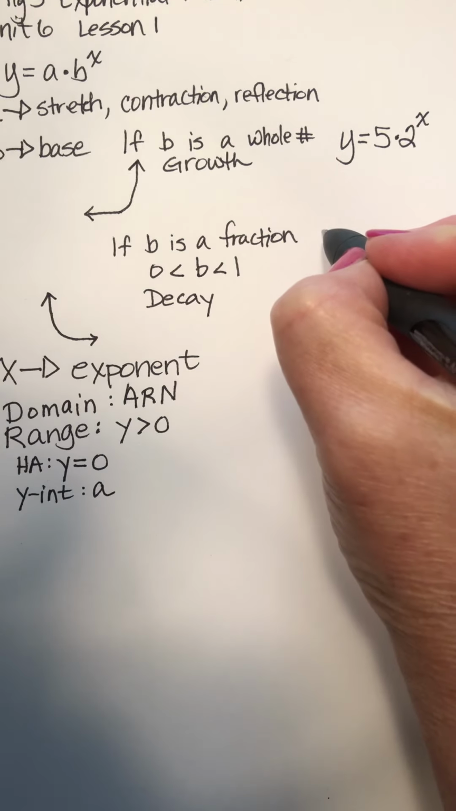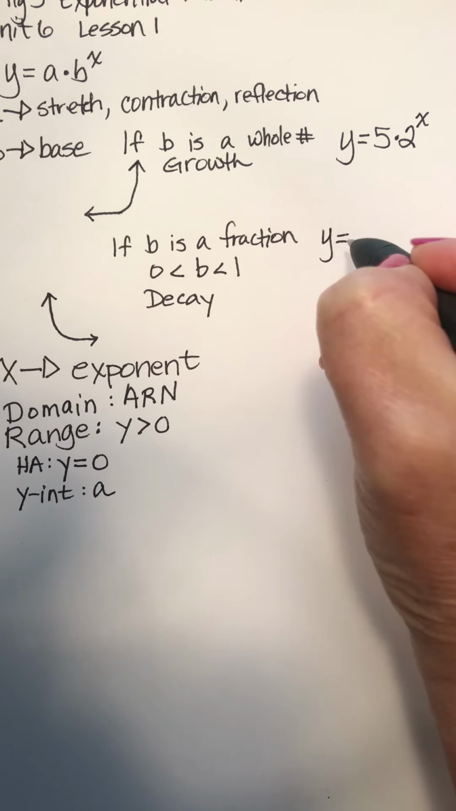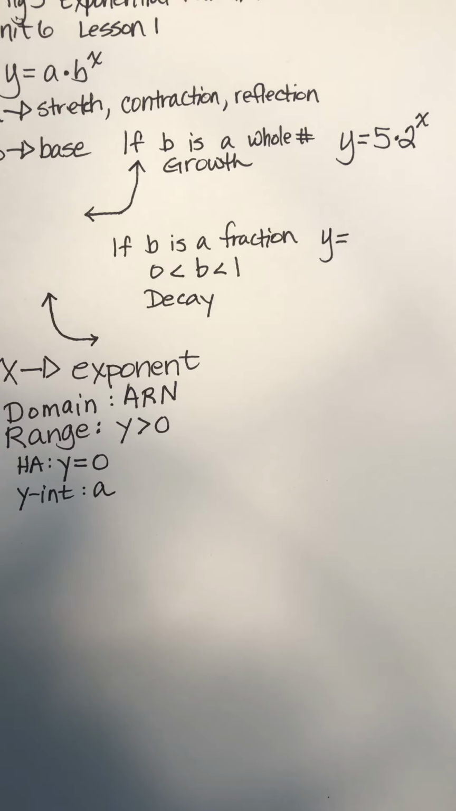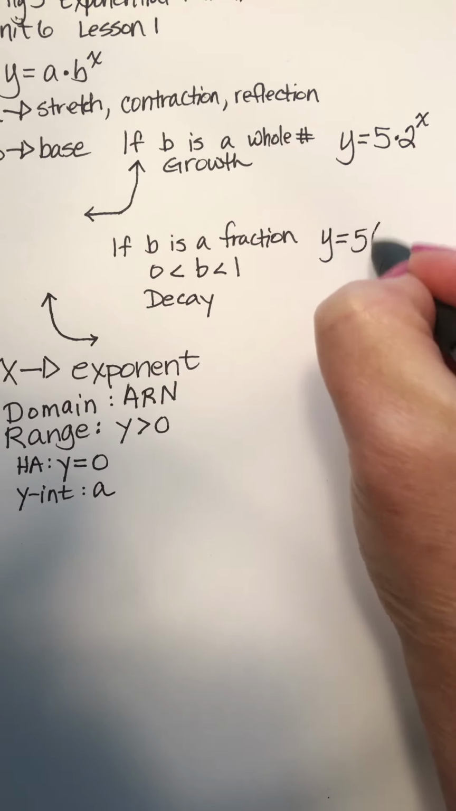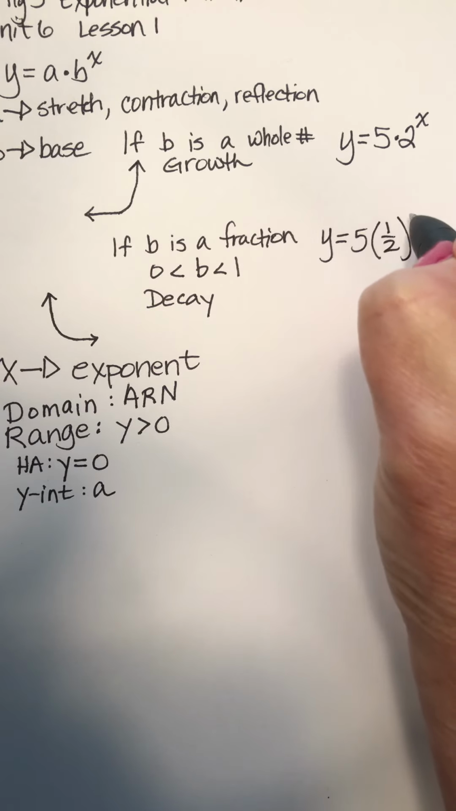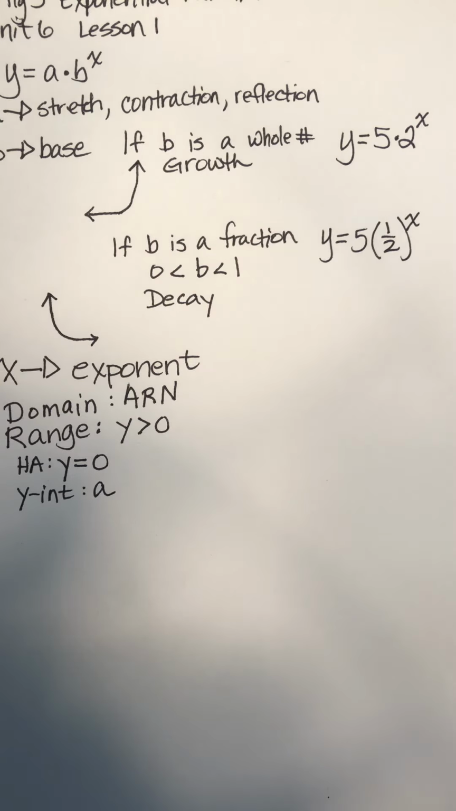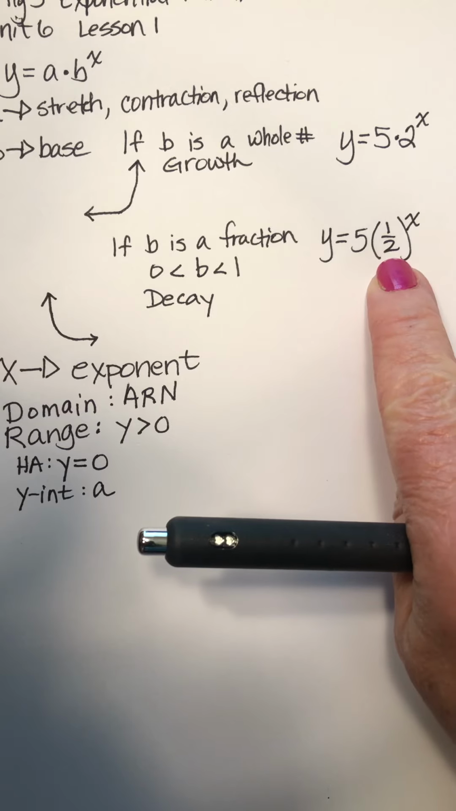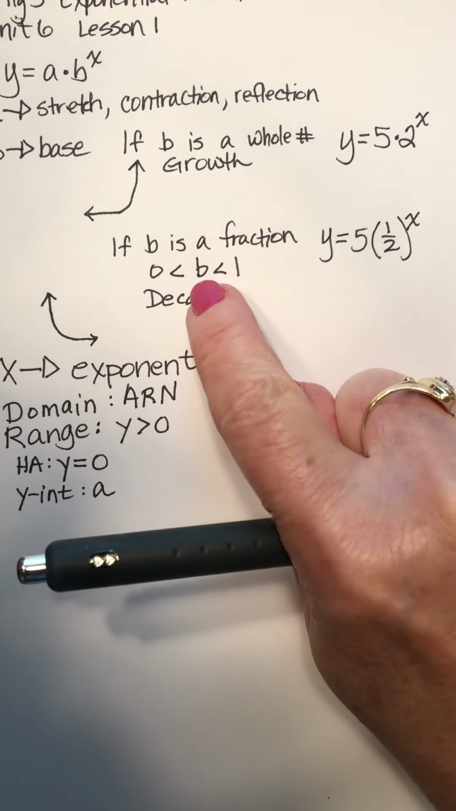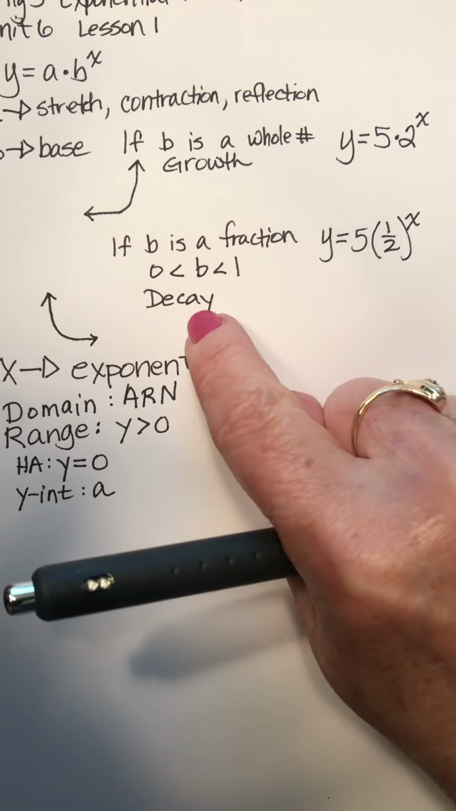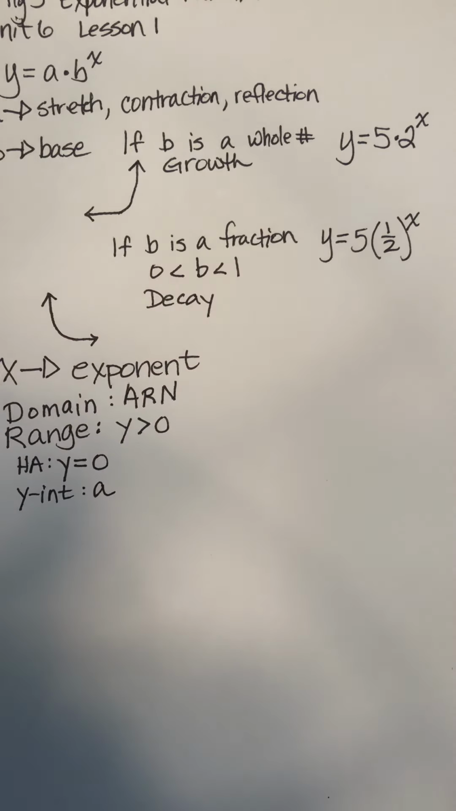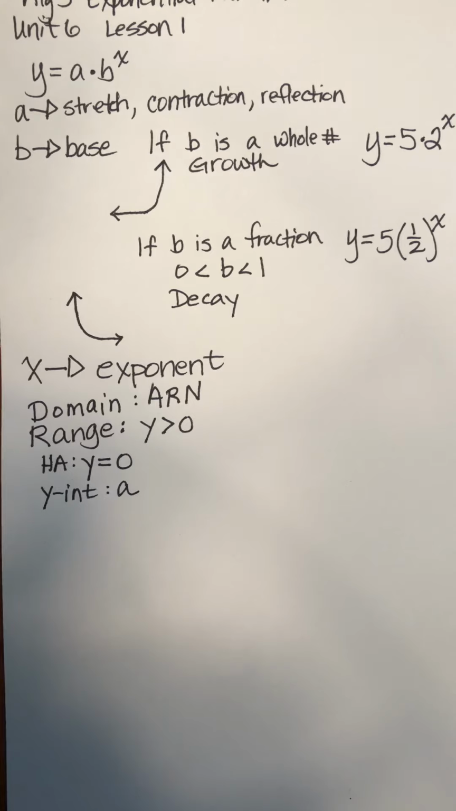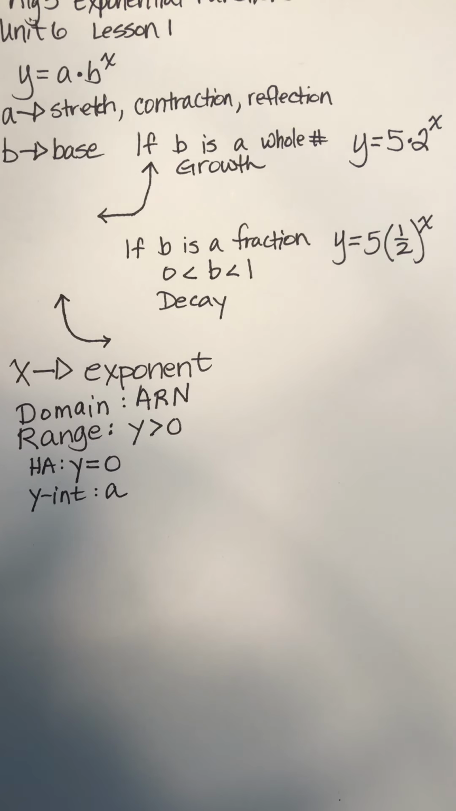Now, an example of an equation that's exponential decay is going to be something like this. y equals 5 times 1/2 to the x power. So now you see the value of b is a fraction. It falls between 0 and 1. So that means this is going to be decay. It's going to look like this. So now I'm going to actually graph these, and these are two problems that come from your assignment.